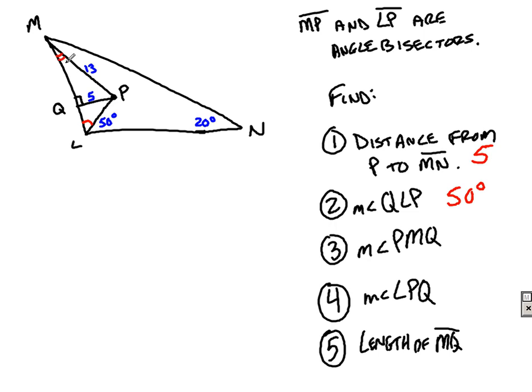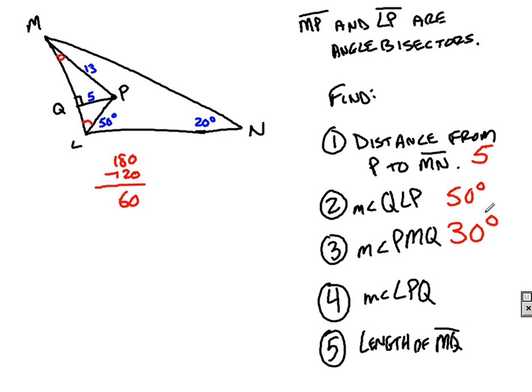What do we have left for a whole triangle? We have 50, 50, and 20 already taken. So 180 minus 120, when I add those up, gives me 60 left for the entire angle. This is an angle bisector, so it's cut in half. So we have 30 degrees here.